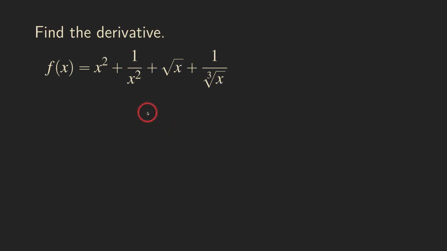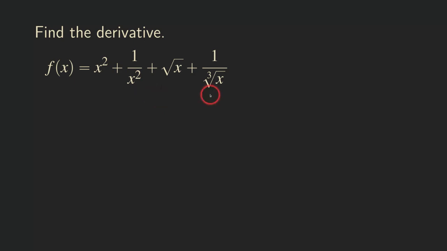Hello everyone, let's look at this problem here. We want to take the derivative of this function. And when we want to take the derivative of this function, we actually want to rewrite each of the terms so that it's in the form of x to the some power. It's really because we need to apply the general power rule for each of the terms here.